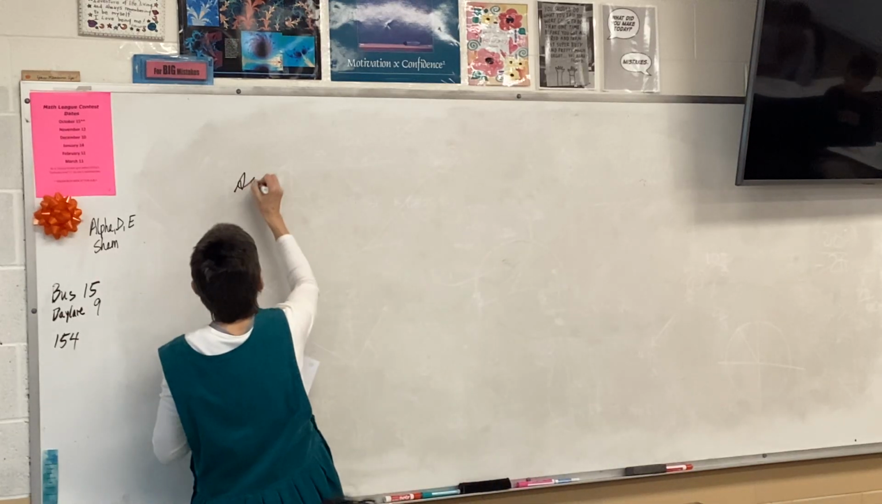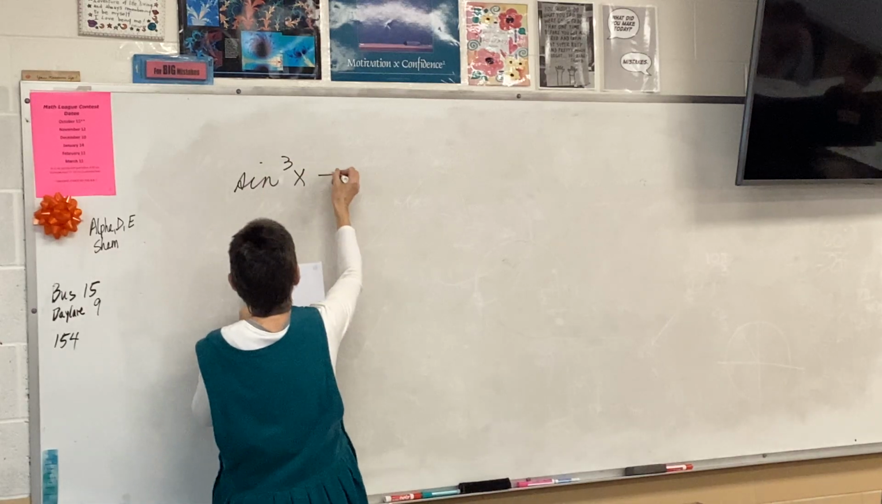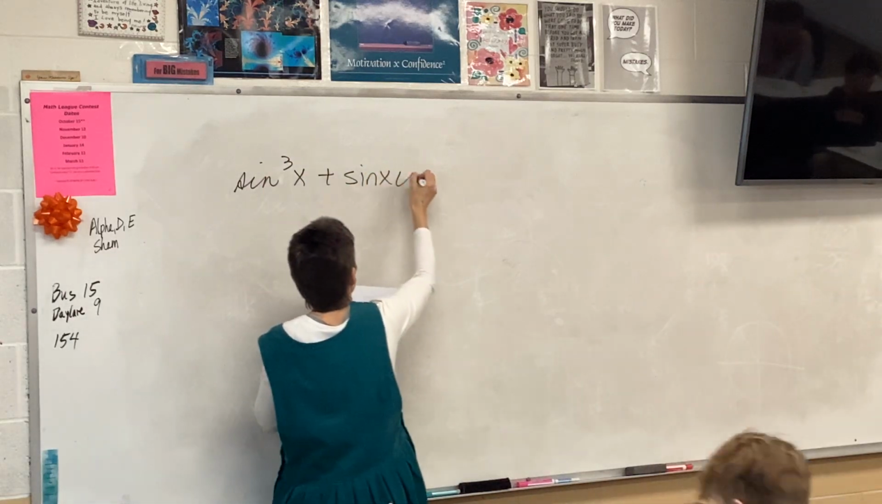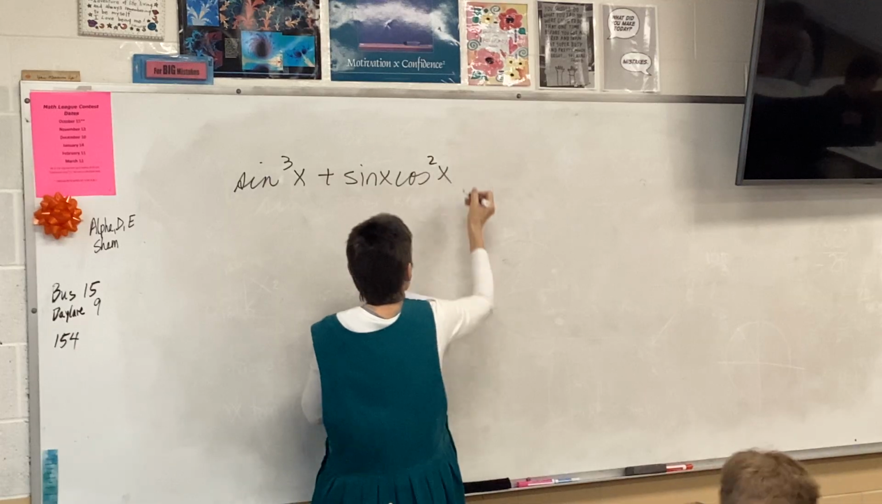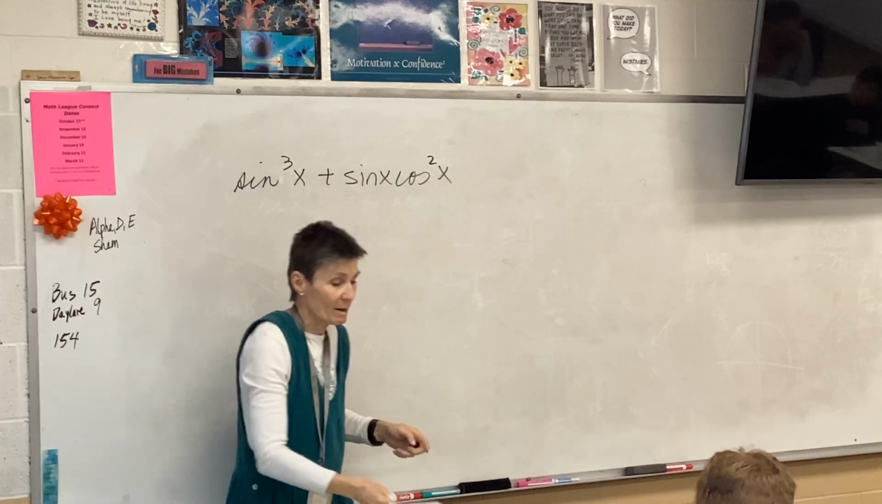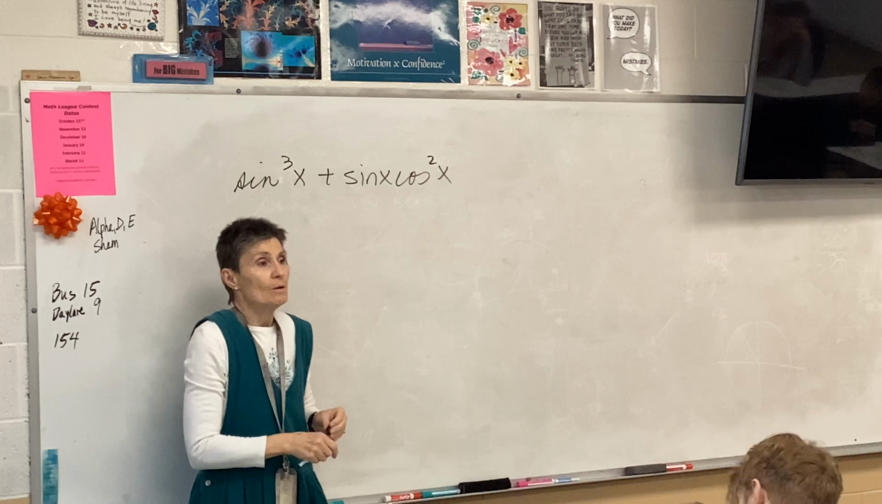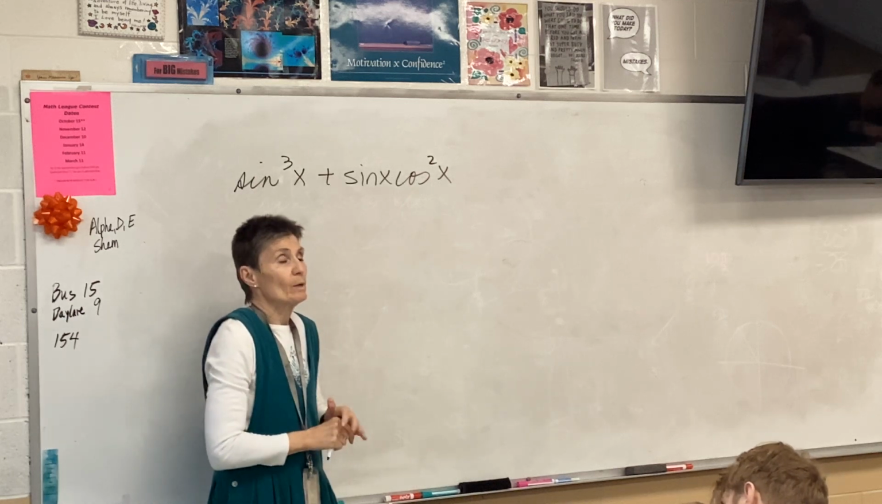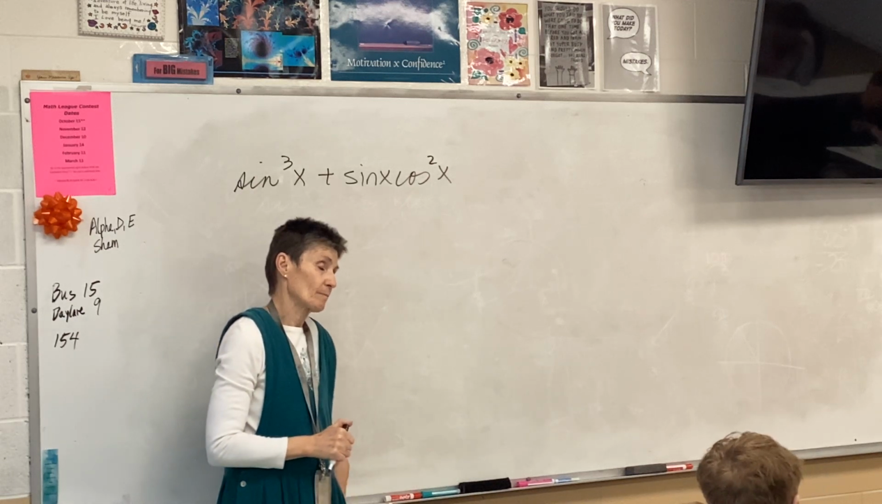Simplify. Sine cubed plus sine cosine squared. I am happy to answer any questions about the Shamrocks, but not right now. Right now, we are going to simplify this problem.